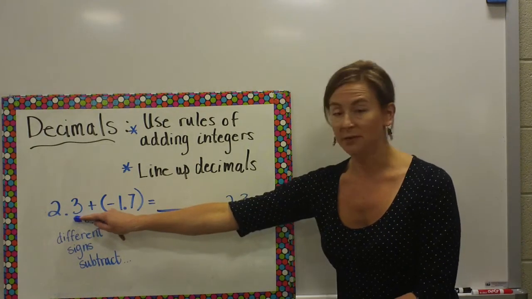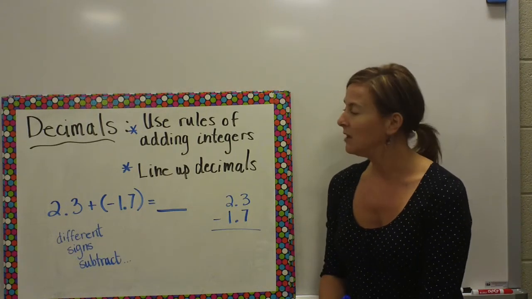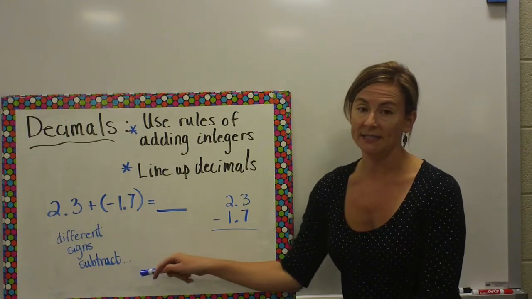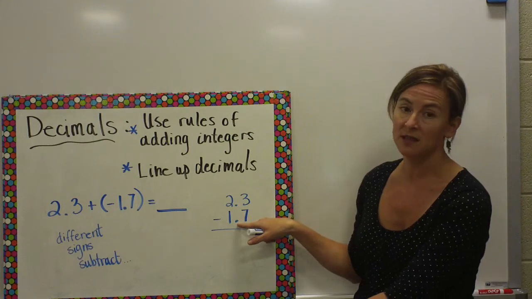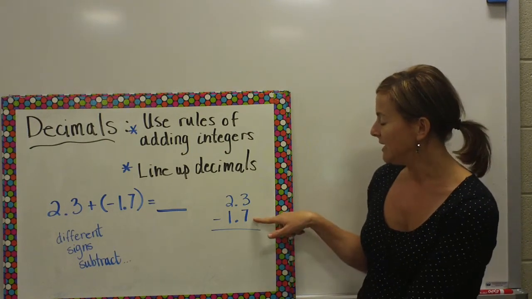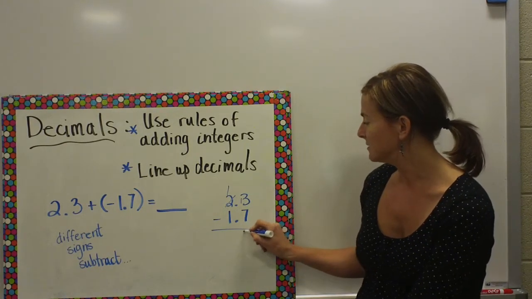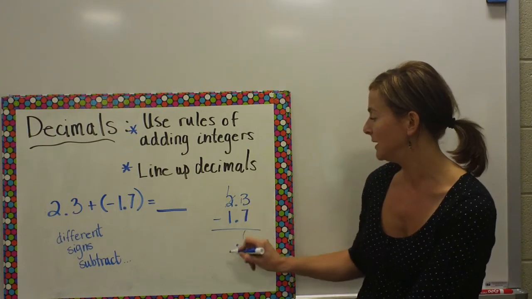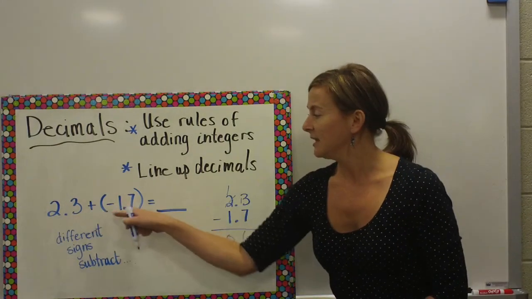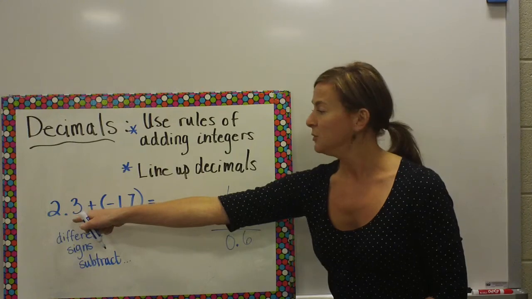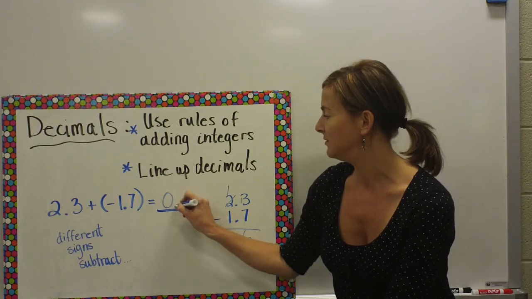So let's take a look at our first example. We have 2.3 plus, or and, a negative 1.7. Because I have different signs, I need to subtract. And so I line up my decimal points and subtract. I can't take 7 from 3, so I'm going to rename. 13 minus 7 is 6. Bring down my decimal point. 1 minus 1 is 0. So I get 0.6. If I think on a number line, which is farther, 2.3 is going to be farther in number of spaces from 0, it's positive, so my answer will be a positive 0.6.